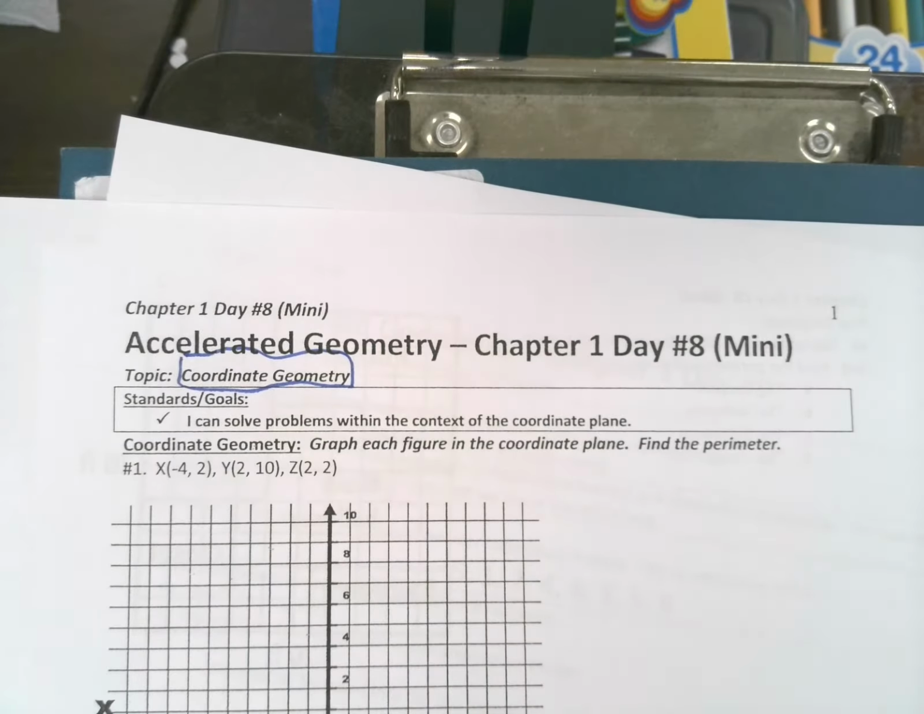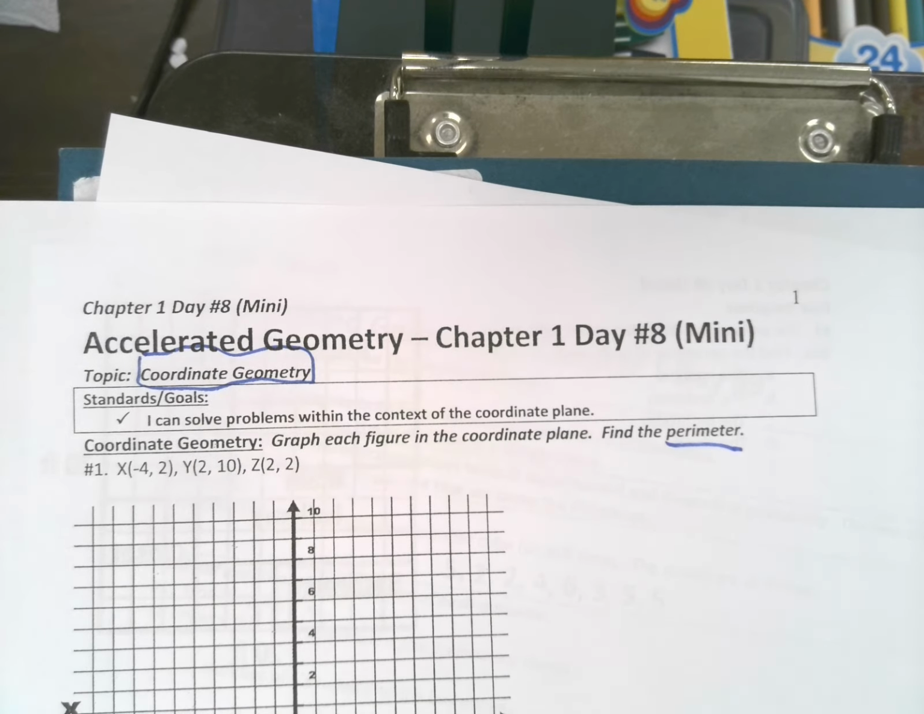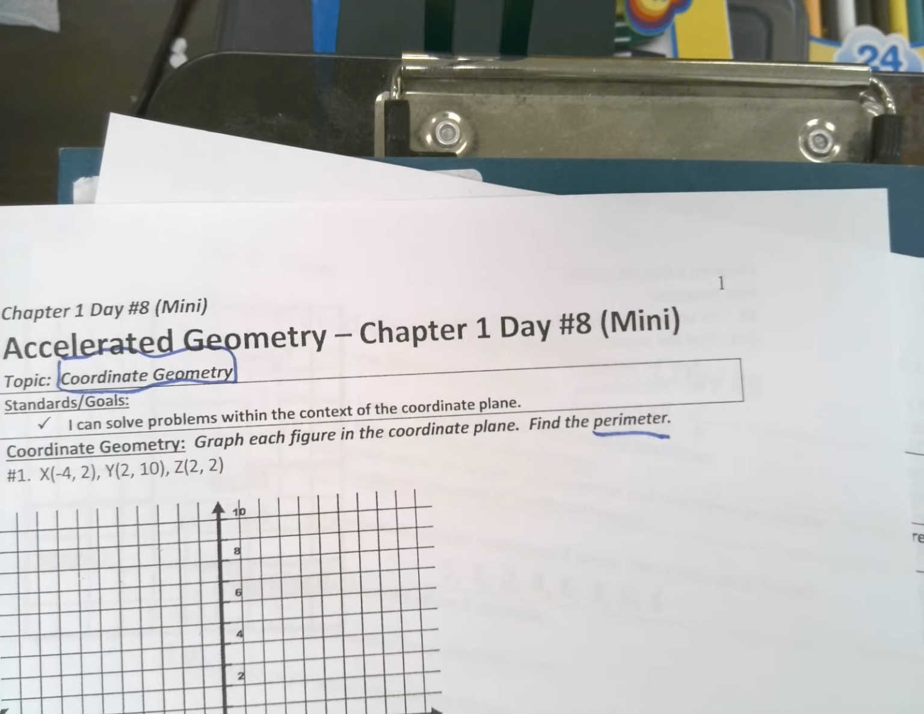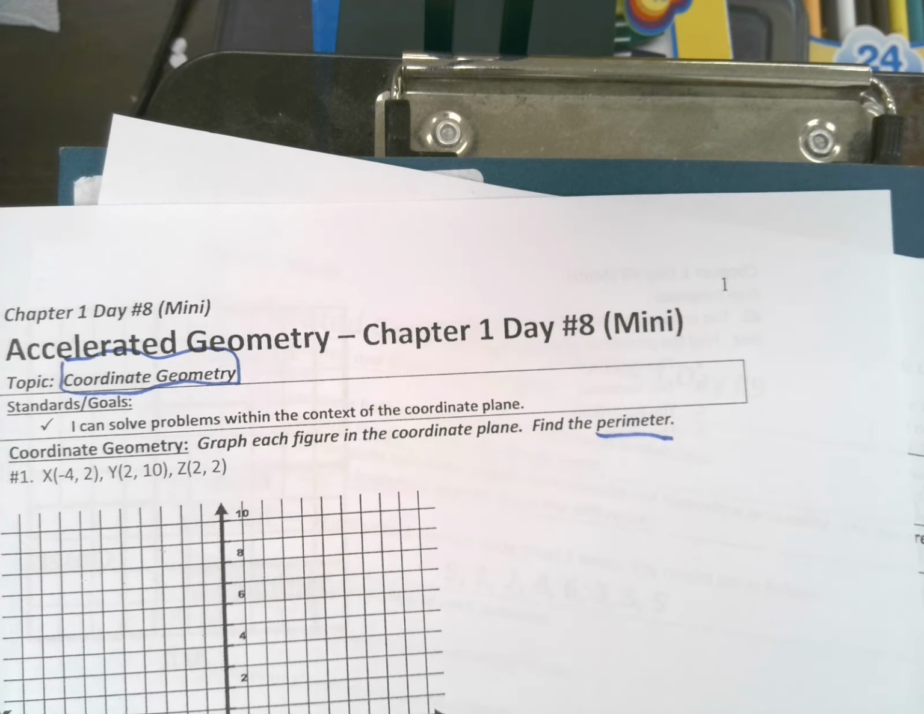So the big thing today, the word that you're going to see a lot, is perimeter. Because when you're dealing with a coordinate plane, it makes it a lot easier to determine distance, length, and perimeter. And so we're going to be told to graph some figures today. And let's make sure we've got our graphing skills on here.